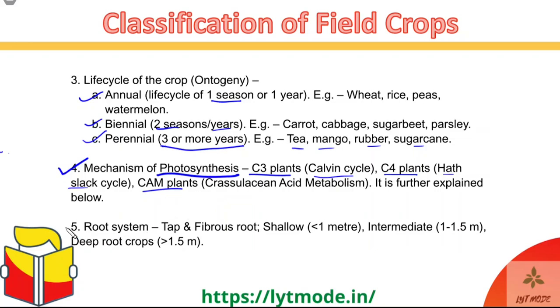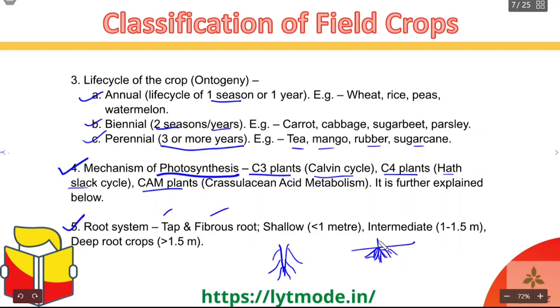Okay, then there is the root system. So there are tap roots, where a big tap kind of thing is there, and then fibers come out of this tap root, the main root basically. And then there's the fibrous root system, wherein a plant can have multiple fibers coming out of the base, and above this is the plant. Then there is also another kind of classification, which is shallow roots, intermediate and deep roots. Shallow roots are less than 1 meter, intermediate roots are 1 to 1.5 meters, and beyond that are deep roots. So again, this is a classification which you can remember, but there's not much that can actually be asked in the exam from this.